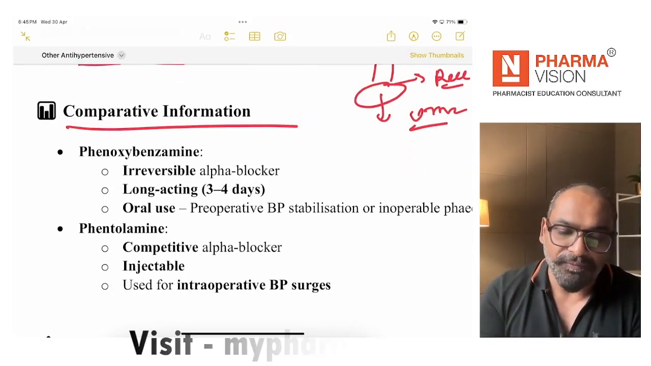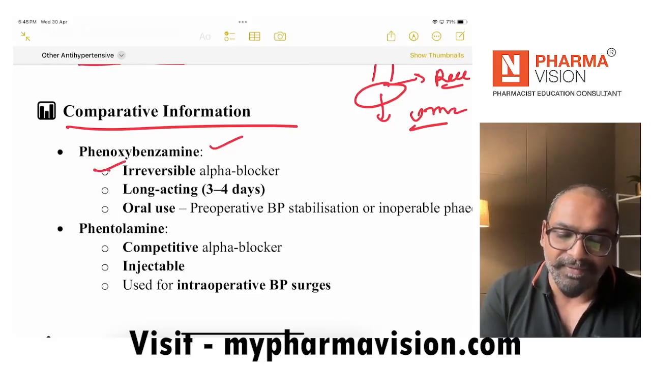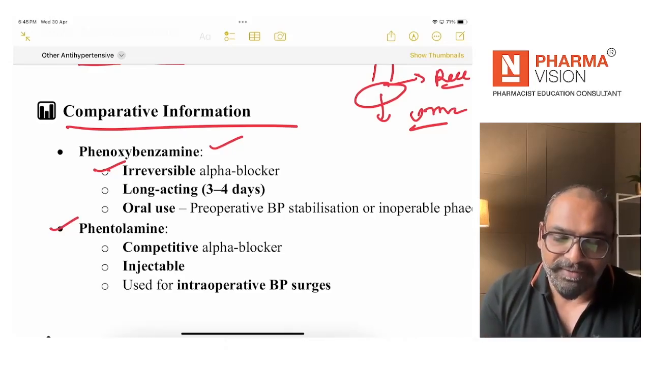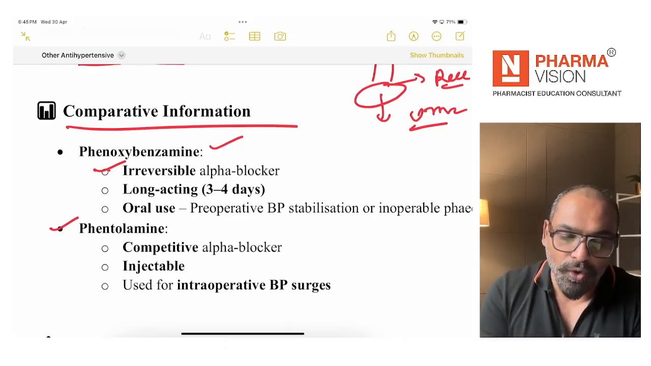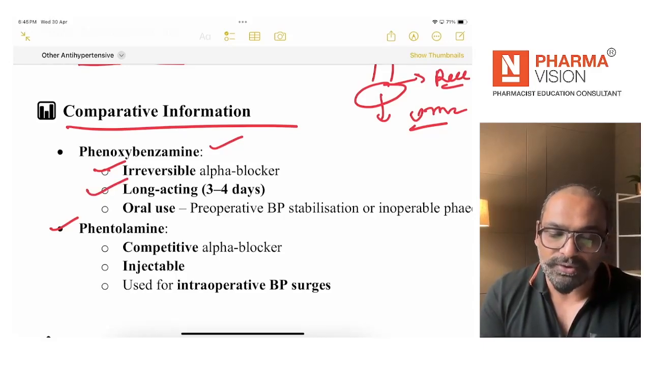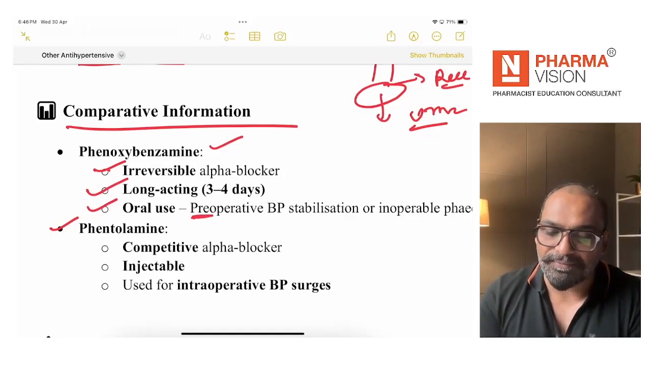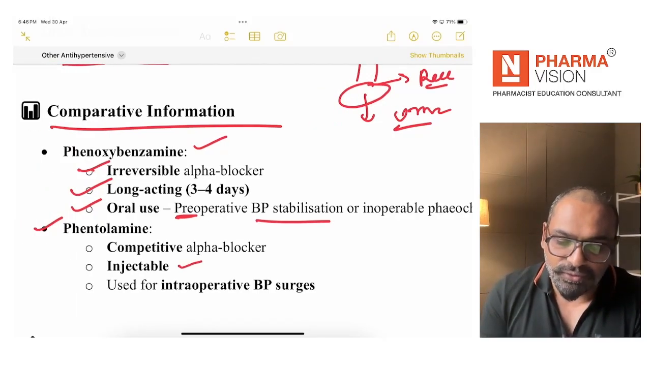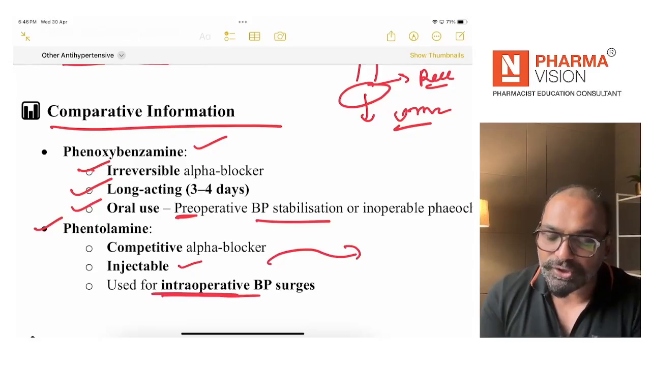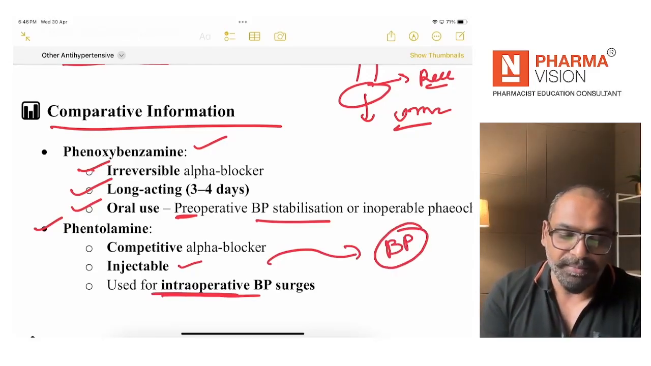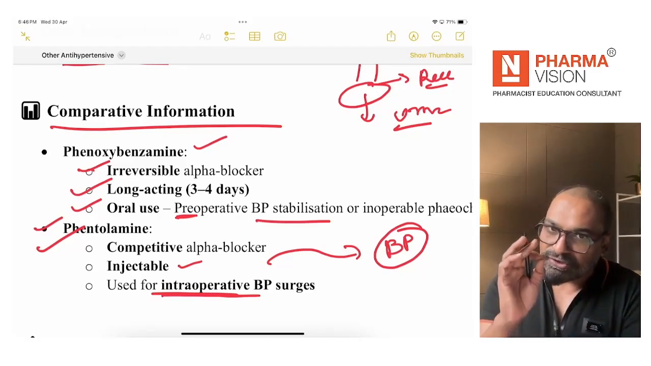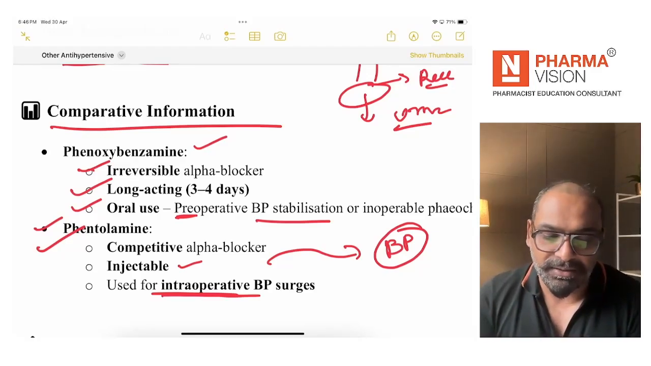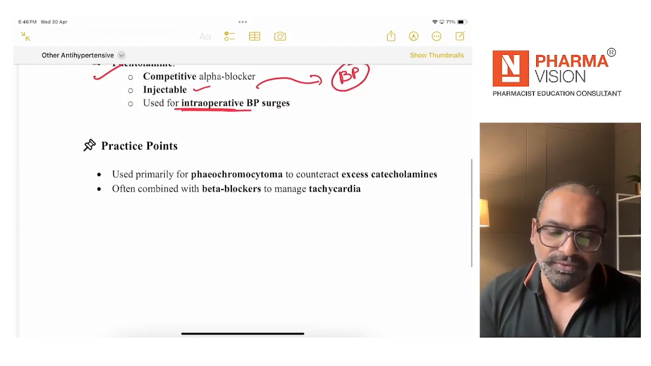Comparative information: phenoxybenzamine is an irreversible alpha blocker and phentolamine is competitive, that is, a reversible alpha blocker. Phenoxybenzamine is long acting, 3 to 4 days, and is used orally for preoperative BP stabilization. Phentolamine is injectable and used intraoperatively, during the surgery, for blood pressure control. You can expect questions on this unique use case in your examination, so you should get a better understanding.